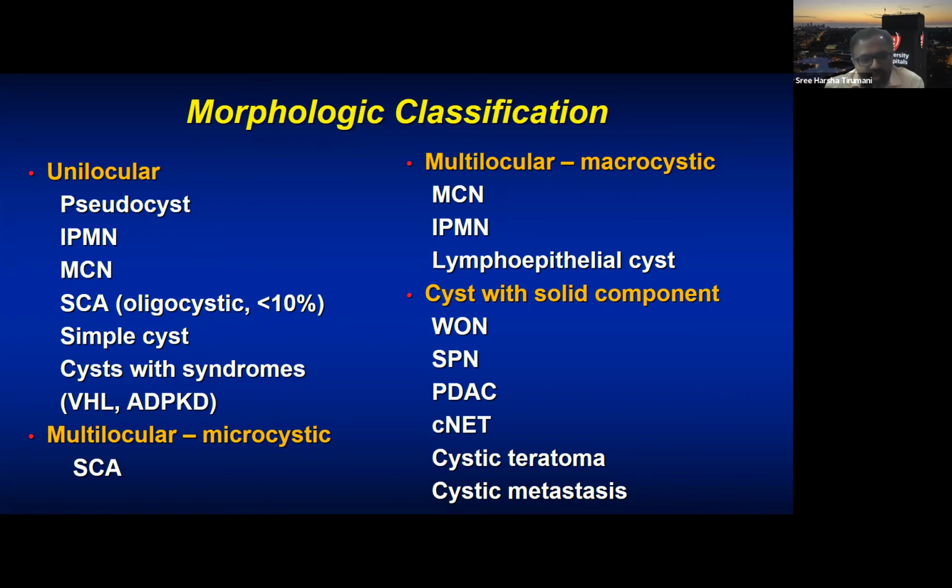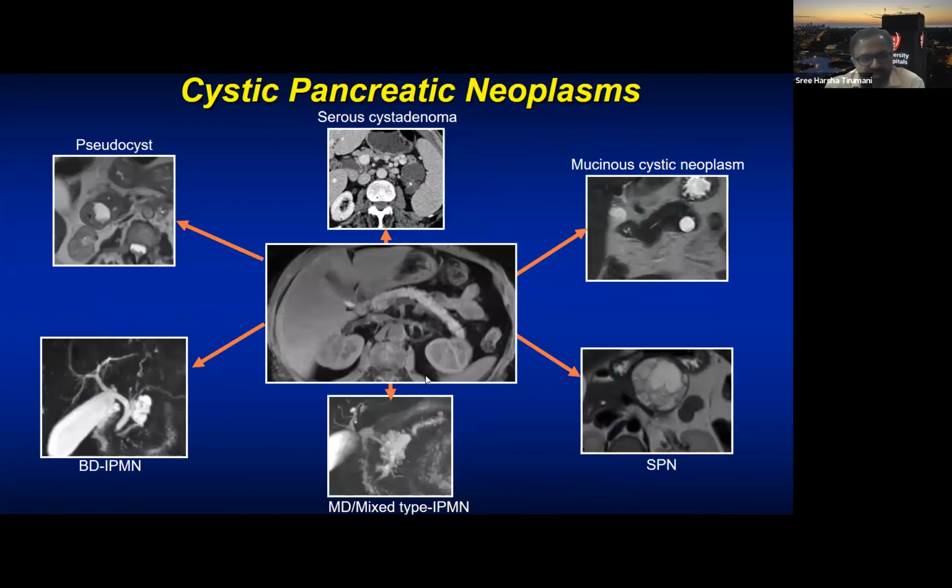So I'll briefly go over the most common types of cysts, just to understand the guidelines. We might have to know a little bit about their imaging features. Now, this is what we have: the serous cystadenoma, then the mucinous cystic neoplasm, the SPEN, and then we have the IPMNs, both the branch duct and the main duct or mixed duct IPMNs.